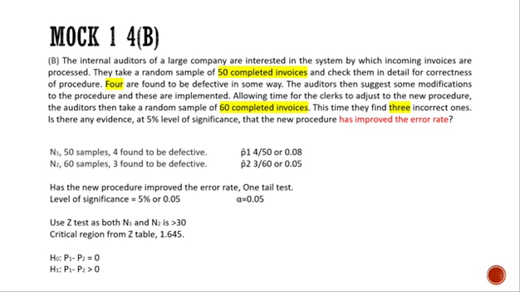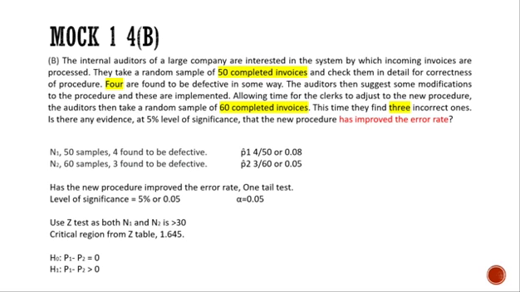So from the question, n1 is 50 samples, 4 found to be defective. So p1 hat is 4 out of 50 or 0.08. n2 is 60 samples, 3 found to be defective. p2 hat will be 3 out of 60 or 0.05. Since the question wants to find whether the new procedure has improved the error rate, we shall conduct a one-tailed test. The level of significance is 5% or 0.05. Alpha will be 0.05.